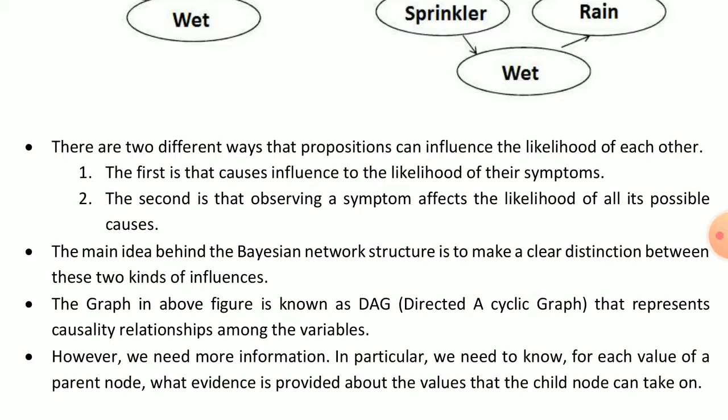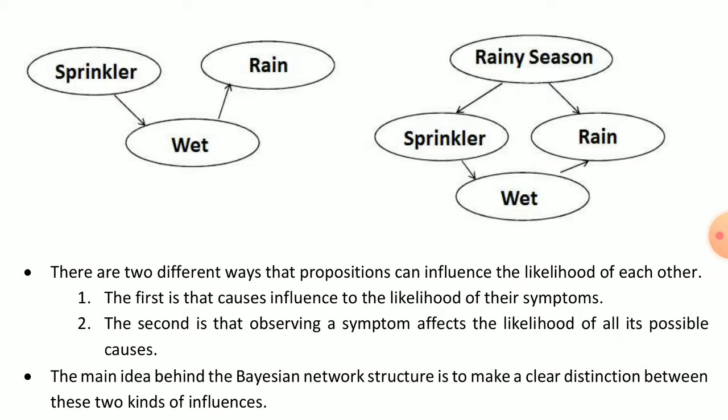Now the graph in the above figure is known as a DAG, directed acyclic graph. We use the short form DAG for directed acyclic graph, and that represents the causality relationship among the variables. Here in the diagram we can show sprinkler, wet and rain.